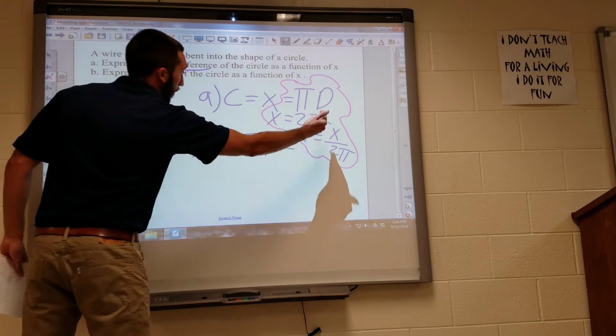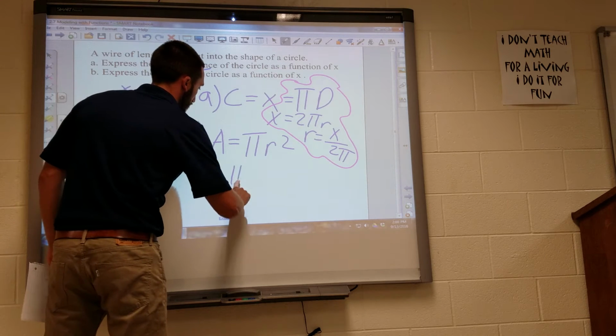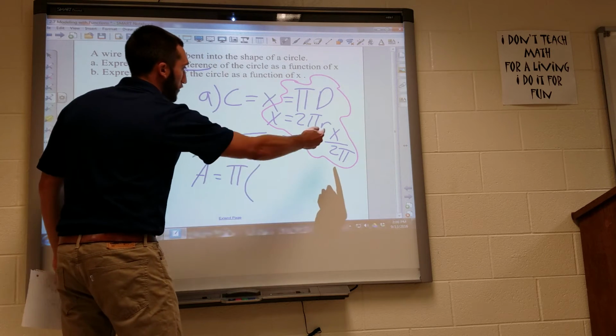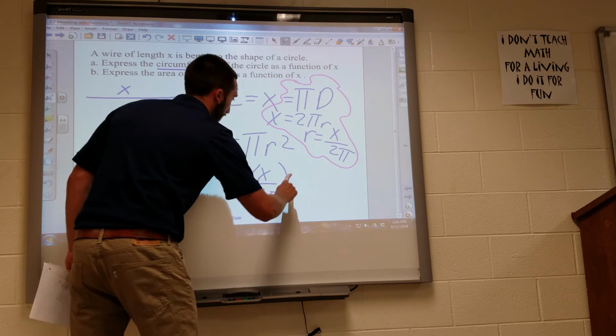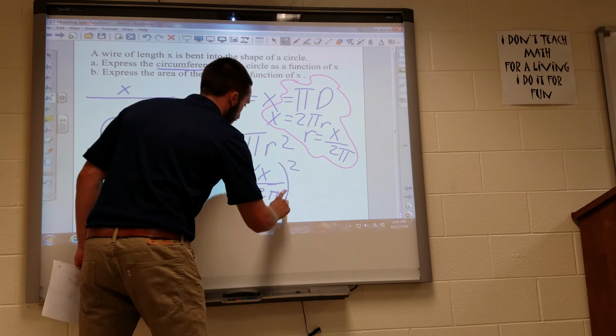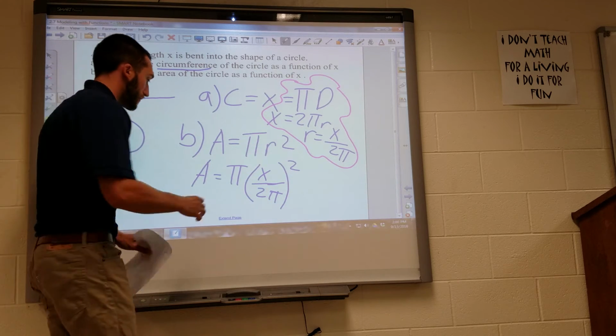So I'll take r, plug it in. So pi times, and then instead of r, I have x over 2 pi, and that's all squared. Now, since this is division, I'm allowed to distribute the square.